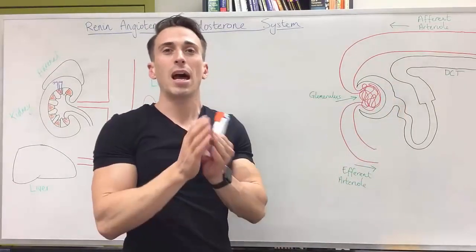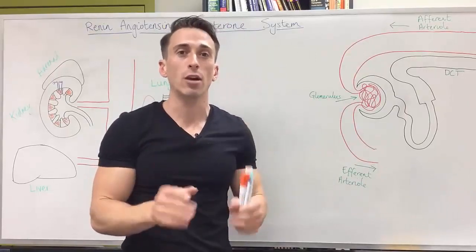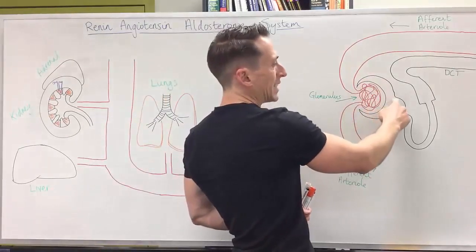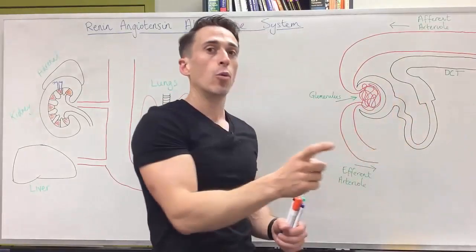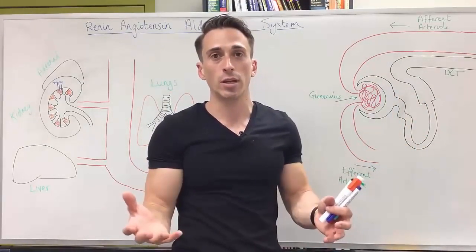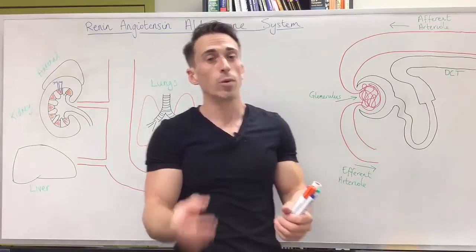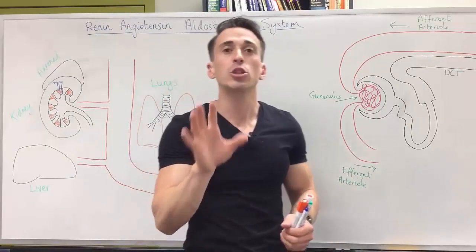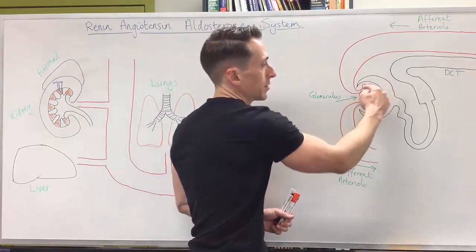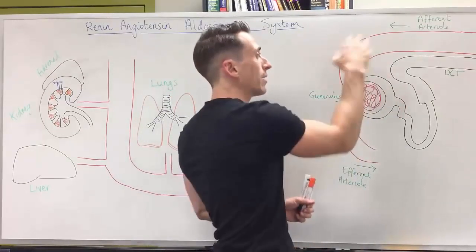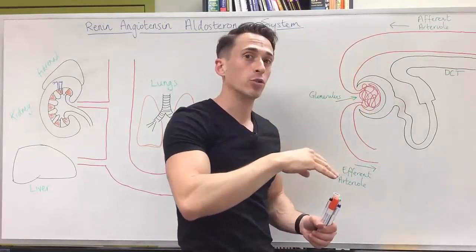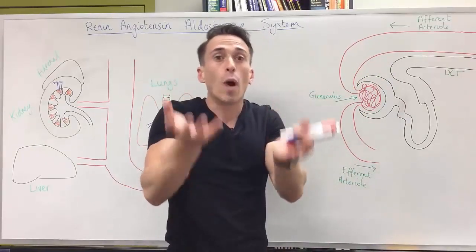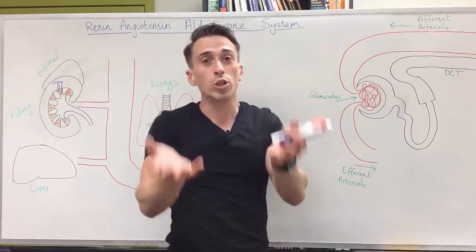That means about 180 liters per day of filtrate is produced. However, of that 180 liters that we produce per day, we don't pee out all of it, as I'm sure you're aware. We pee out only 1% of that, 1.8 liters. So that means 99% of what we filter at the glomerulus is thrown back into the body, back into the bloodstream. Now, this is important because the kidneys are basically weighing up exactly what we need and what we don't need.